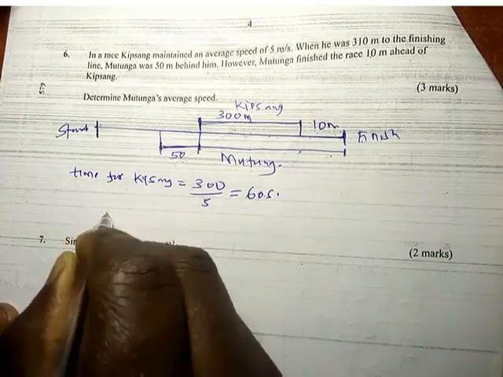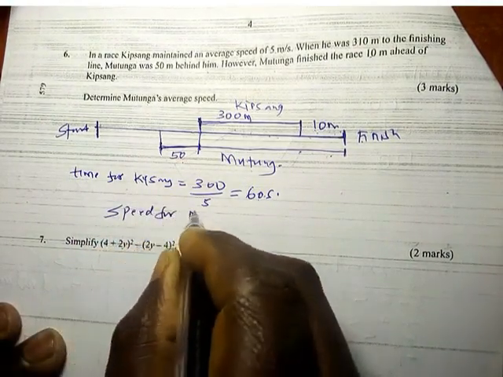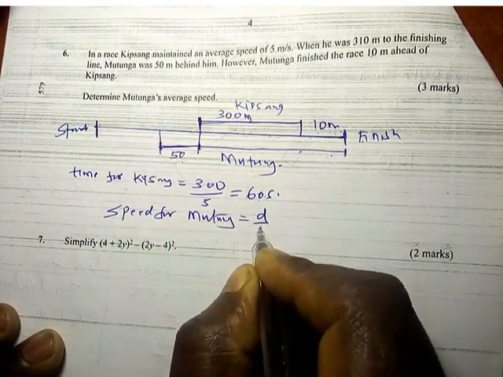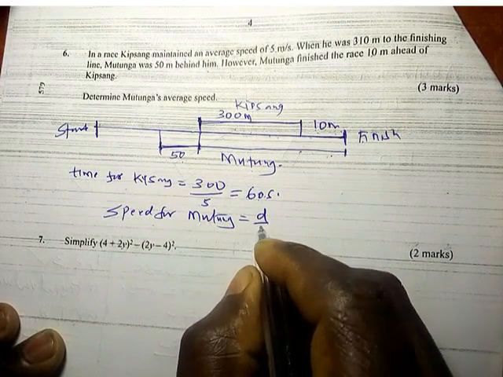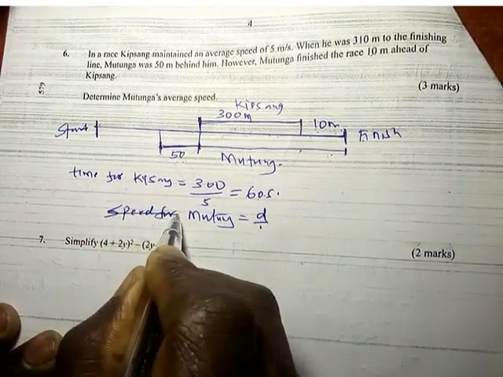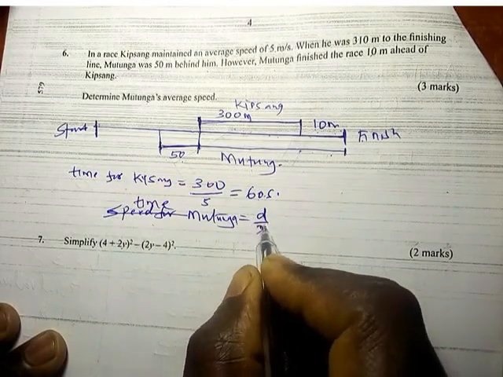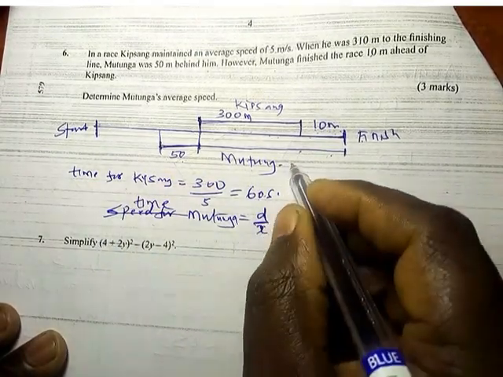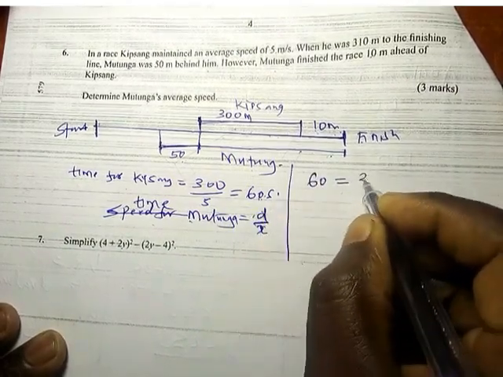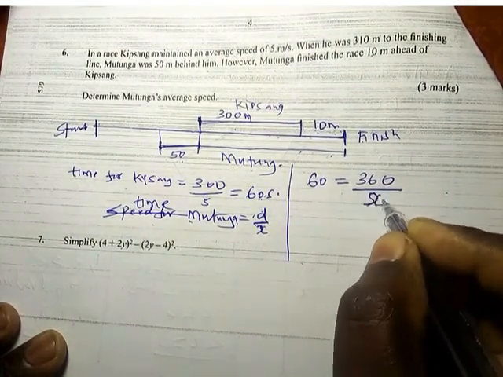So time for Mutunga is equal to distance over speed, which is x. But at the time they are taking the same time, 60. So 60 seconds is equal to the distance, which is 360 for Mutunga, divided by the speed, which we are looking for, the value of x.